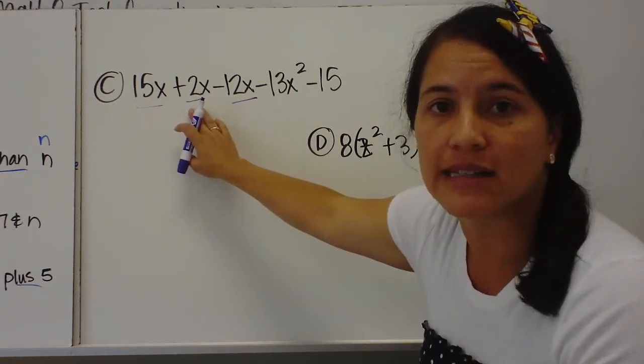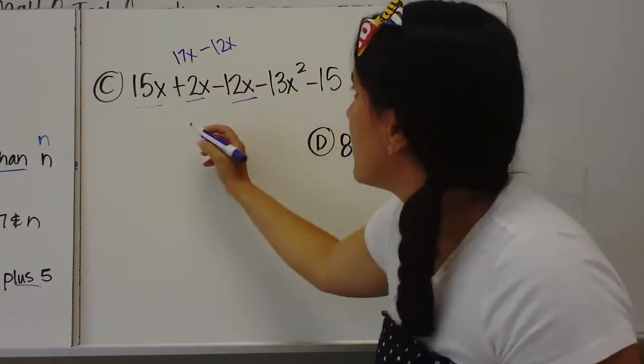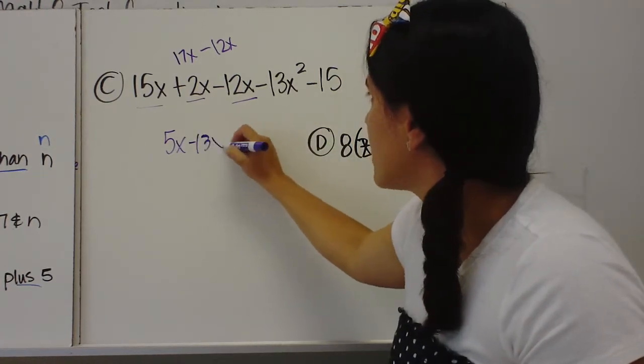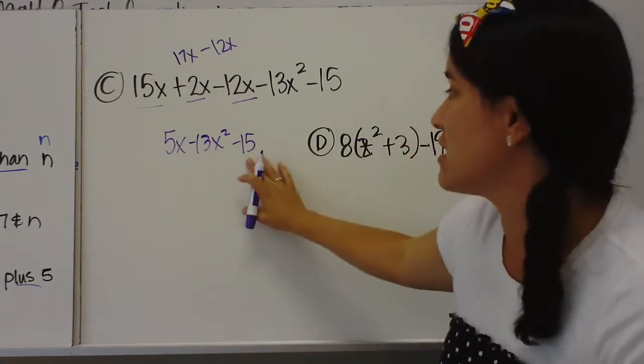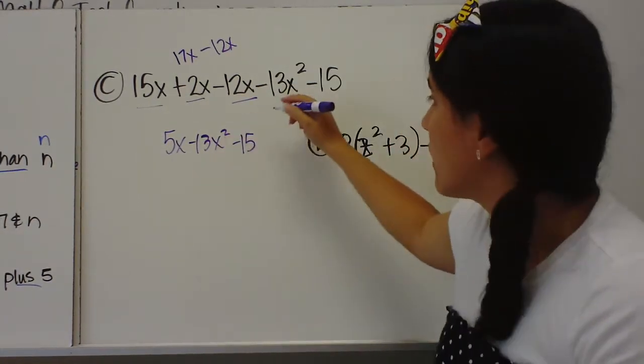15x plus 2x is 17x. Minus 12x would be 5x. And then you just bring everything down, because we don't have any constants. This is a constant. We don't have any numbers we can add together. And we don't have any more x squareds.